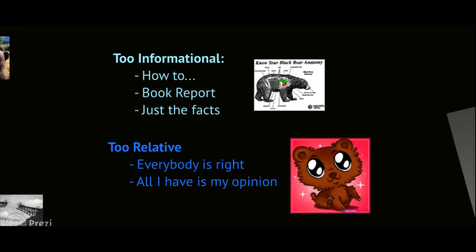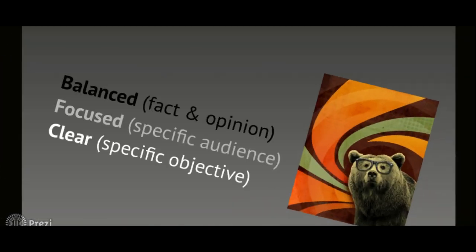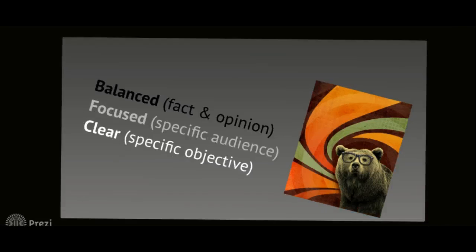So, what's the just right bear look like? Not like that. The just right bear looks like this. It's balanced between fact and opinion. It's focused on a specific audience. It's clear. It has a specific objective. Now, of all of these, probably the one that students struggle with the most is the specific audience bit. So let's talk about that.